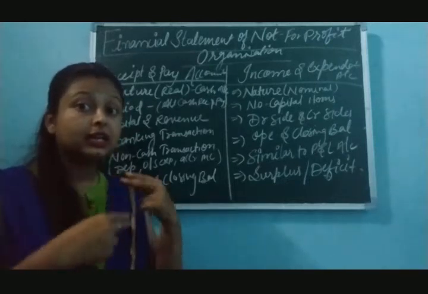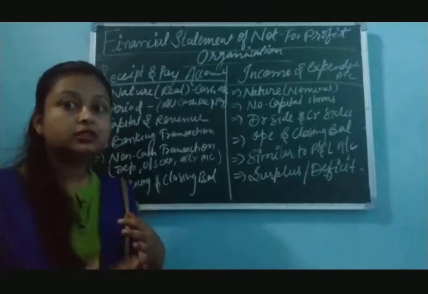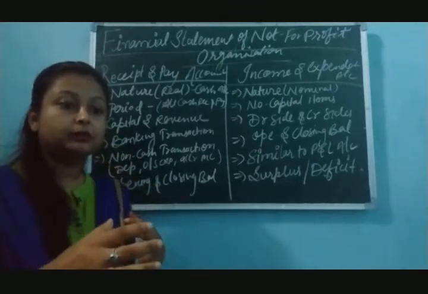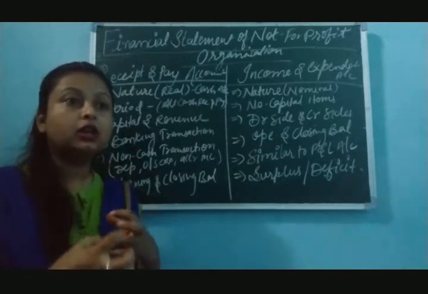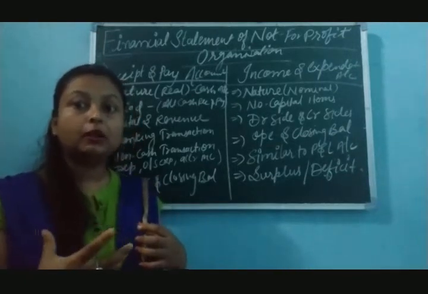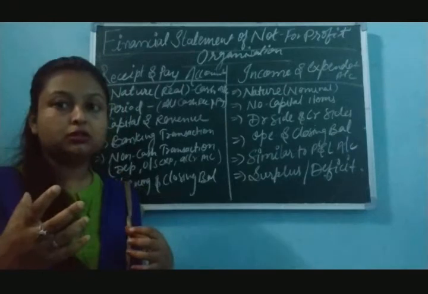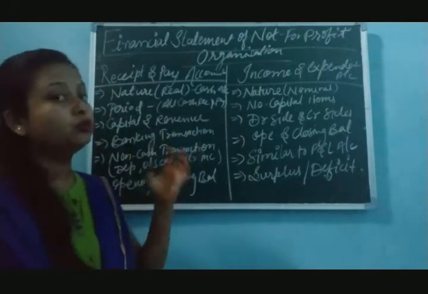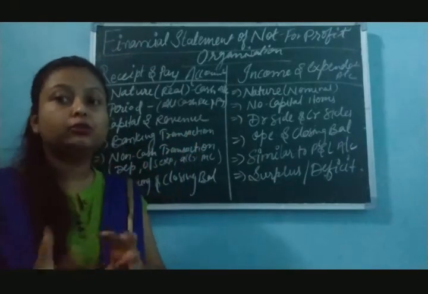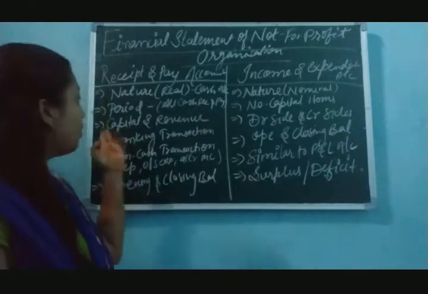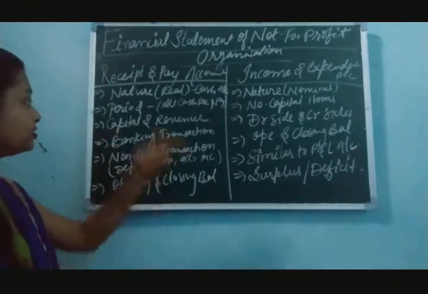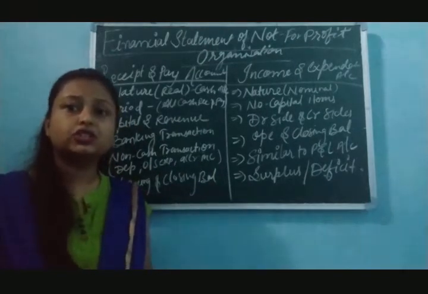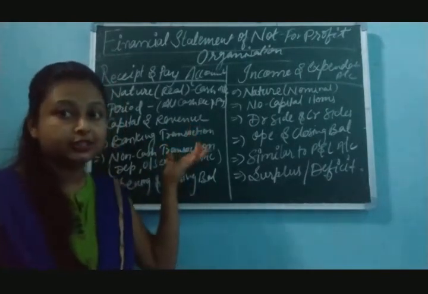Revenue means recurring again and again. Capital nature means once we have it, we are going to utilize that particular amount for many years. So both capital and revenue nature transactions we are going to record in this receipt and payment account. Next, banking transactions. Some of the transactions related to bank we can also record in this account.